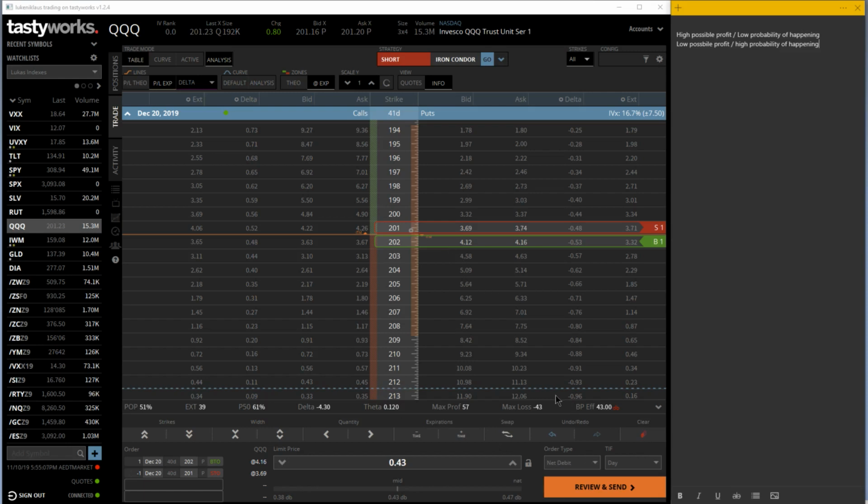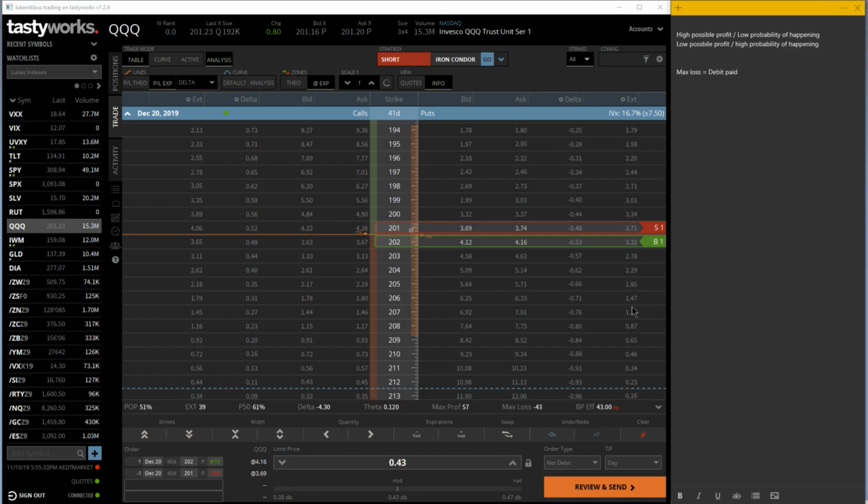So how would we calculate our max loss? It's simple. The max loss is what you pay. This can't go below 0, right? So whatever you pay is the max loss. So max loss is the debit paid. That's something to keep in mind.